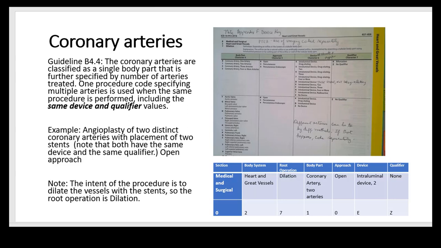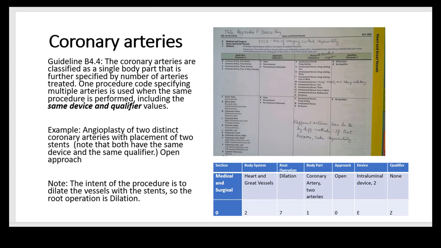If your operative report describes procedures where some arteries have one device or qualifier and another artery has something different, then you're going to need two different codes. The example that's given here is angioplasty of two distinct coronary arteries with placement of two stents, and both of those have the same device and the same qualifier. Because that's all the same, you only need one code to describe angioplasty of those two arteries.